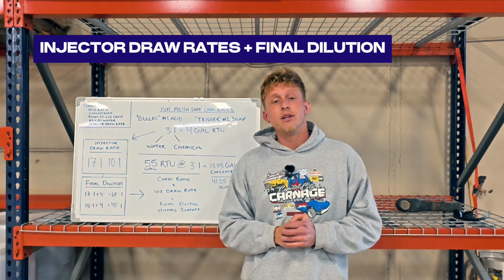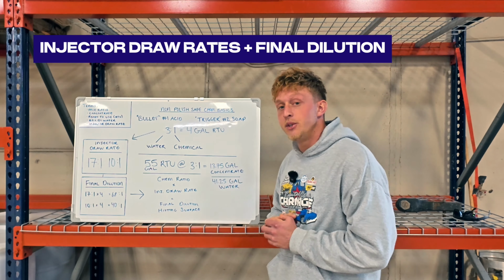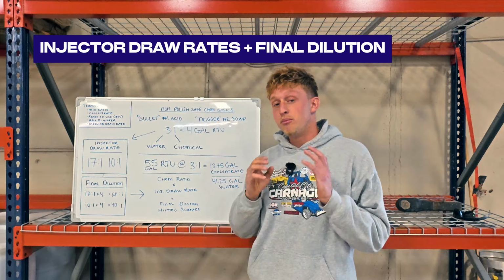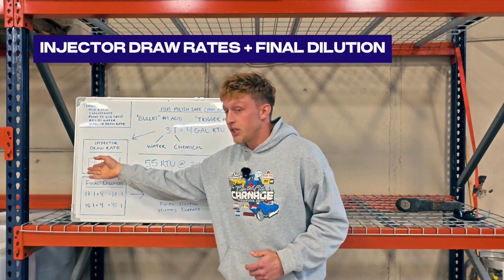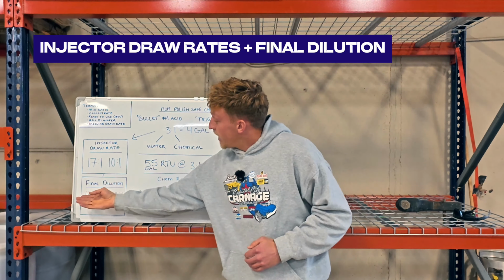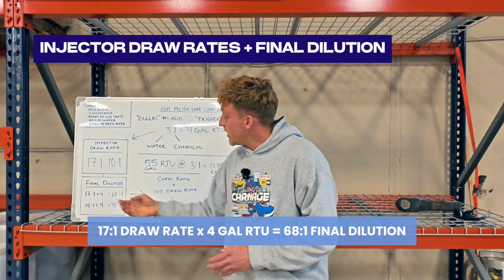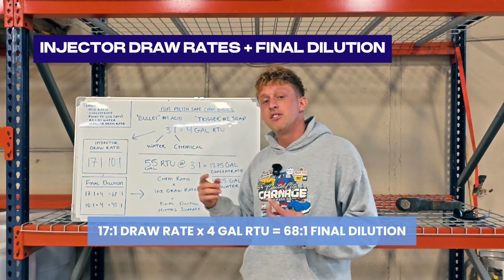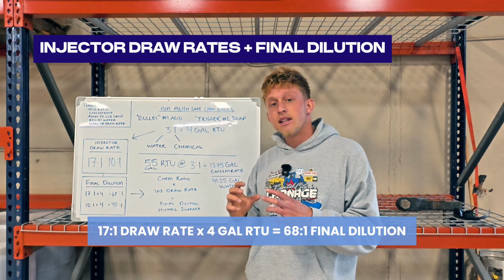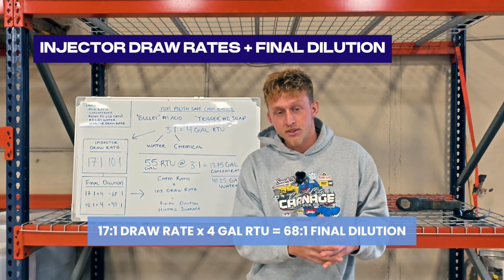To calculate your final dilution, take all the parts of your ready-to-use mix, which is 4, and then you multiply that by your chemical injector draw rate. So we have 17:1 times 4 equals 68:1. And 68:1 is the final dilution of your chemical hitting the surface of the truck.